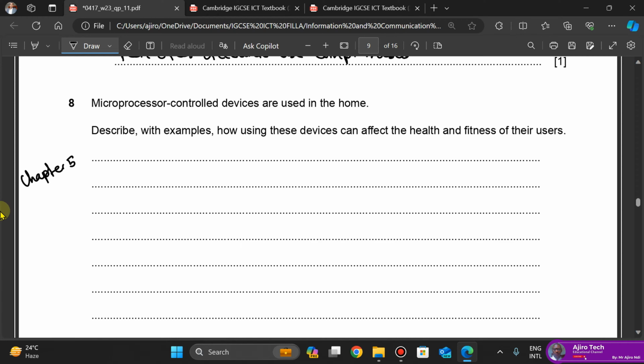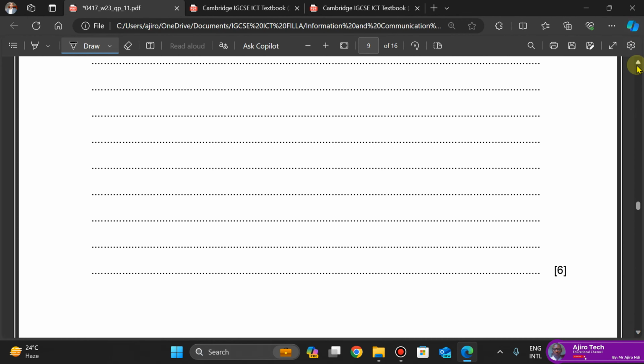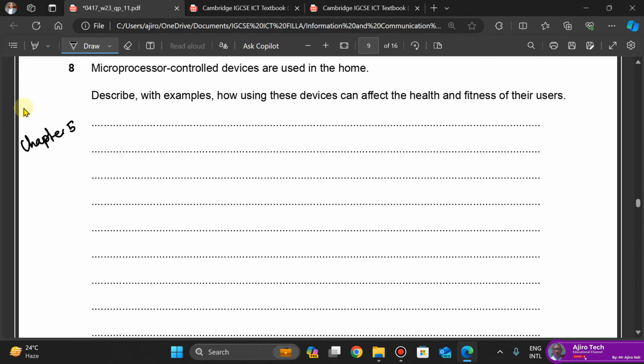So describe with examples. Describe, that is, you state the point, and then with examples how using this device can affect. How many marks is this? 6 marks. So take note of this. You have describe with examples.